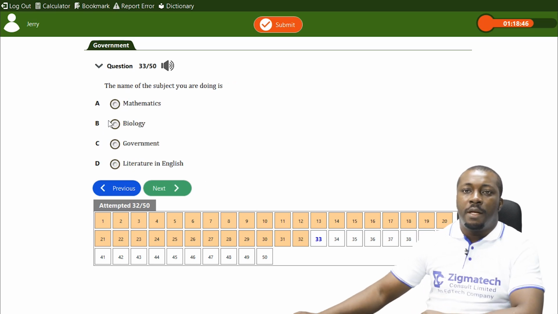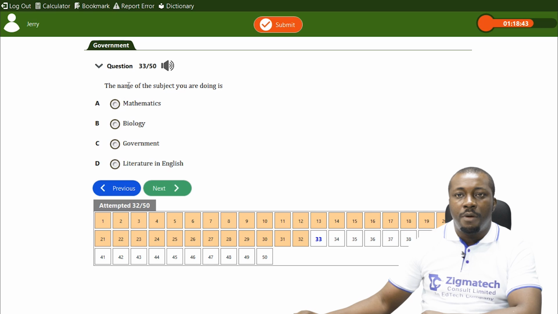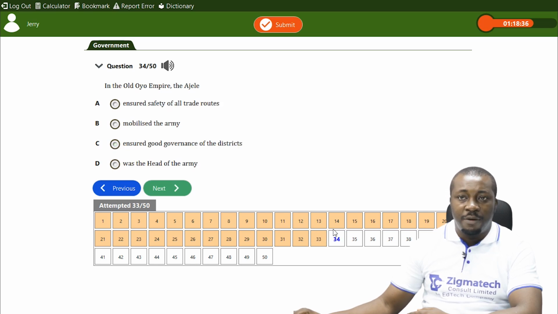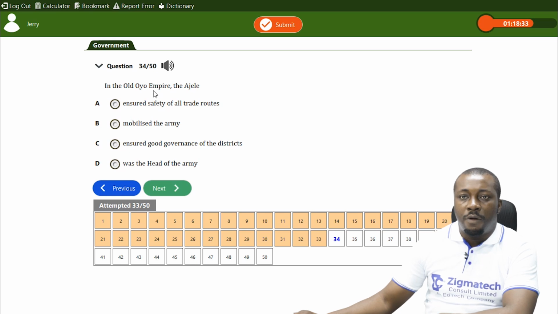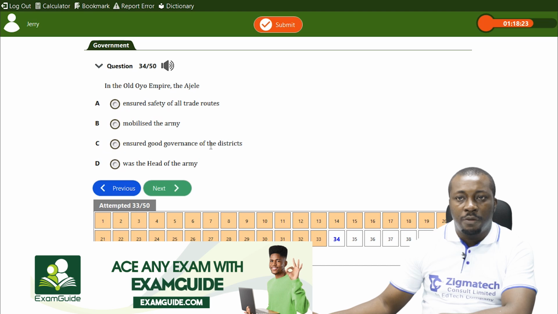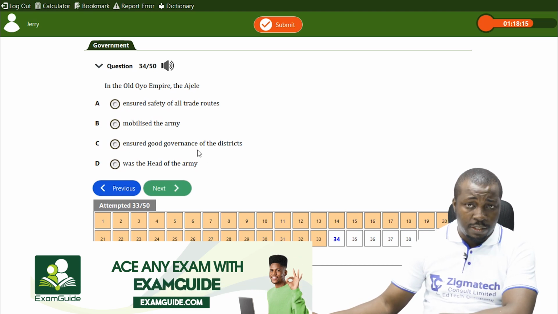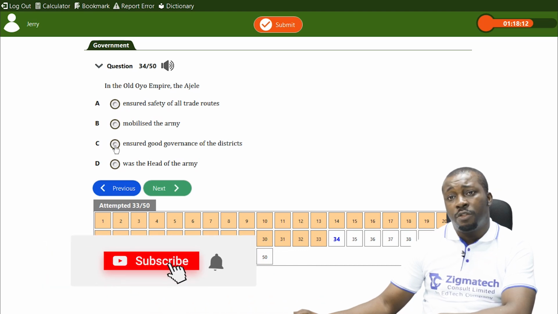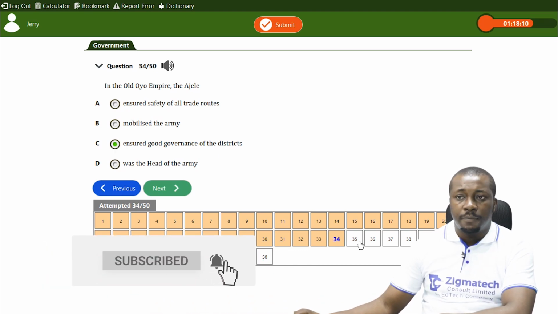Now, question 33 says, the name of the subject you are doing, of course, is government. It's not biology, it's not mathematics, it's not literature, it's government that we're talking about. In the old Oyo Empire, the Ajele, A, ensures safety of all trade routes, B, mobilizes the army, C, ensures good governance of the districts, D, was the head of the army. Actually, the Ajele was the head of a district. So he ensured good governance of the district.